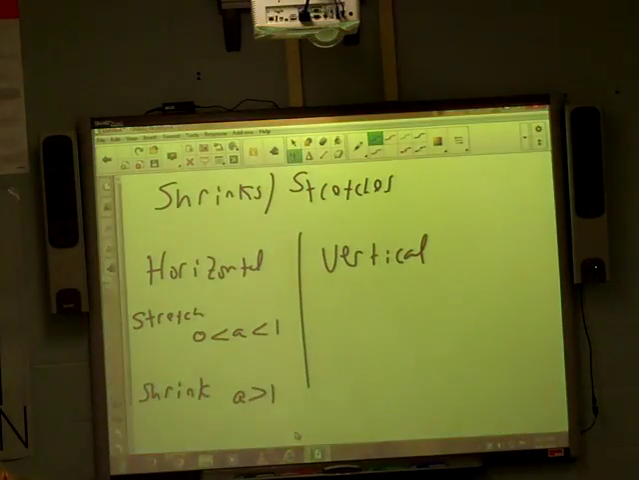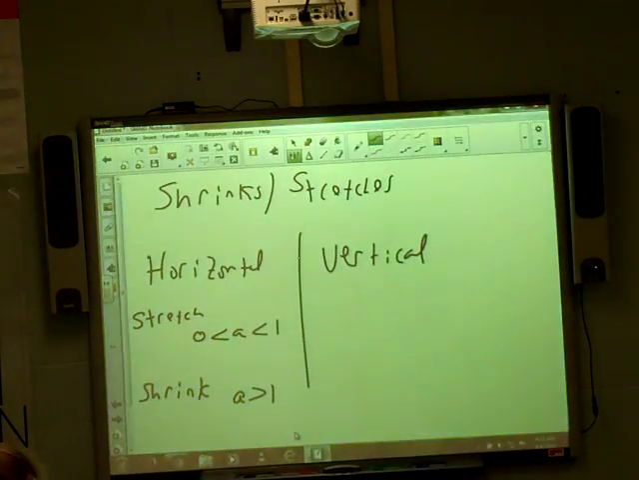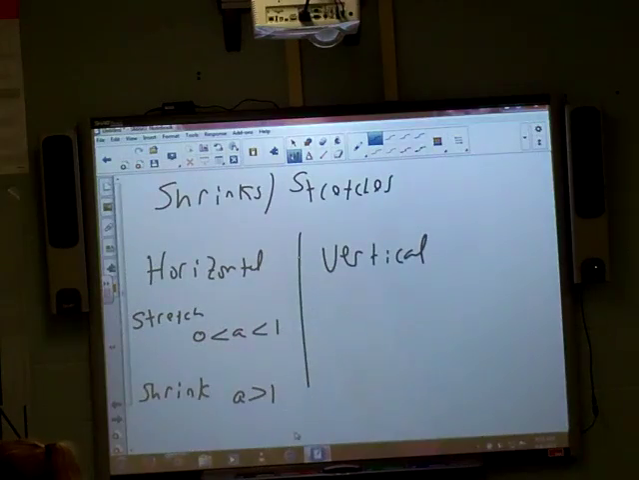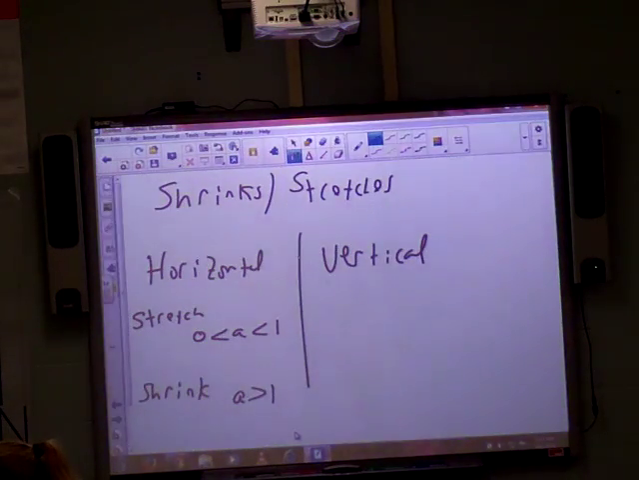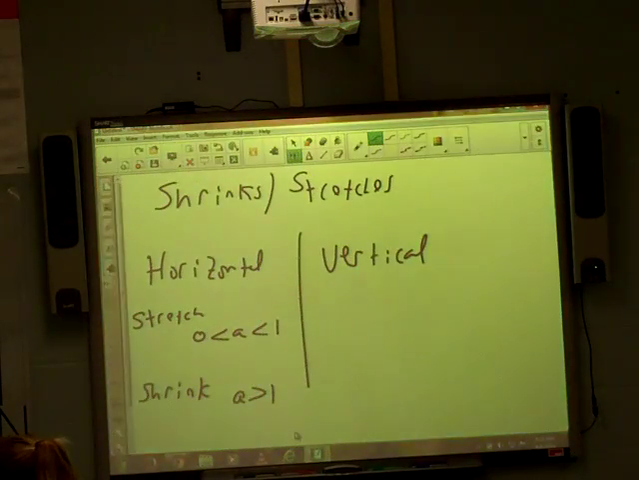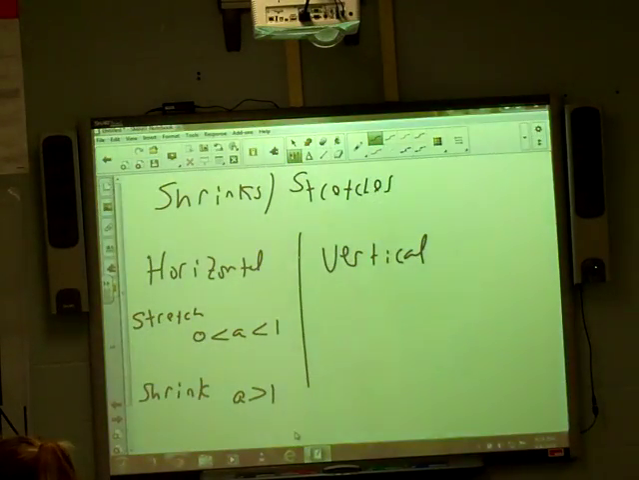Will you never have a negative on that? If A is greater than 0? What does a negative do to it first? It flips it. So you would do the reflection first, and then you would stretch it or shrink it. Can we do an example like that one? But let's get all our rules first. Okay? Everybody all right so far?